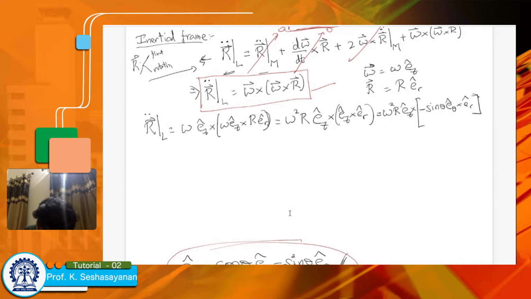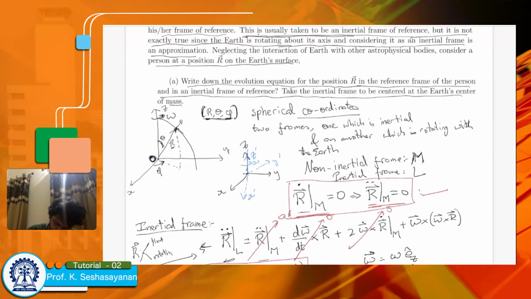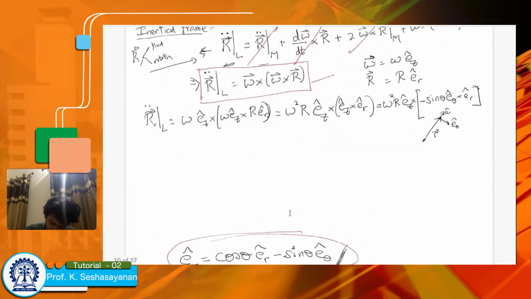Try to imagine how that vector would look. So this is your R vector, and E theta is like this, Er is like this. So Er cross E theta would be along E phi. So this is your R, this is your theta, Er cross E theta would be along E phi. So this is nothing but omega squared R Ez cross minus sin theta E phi.